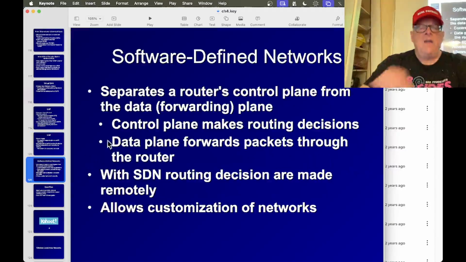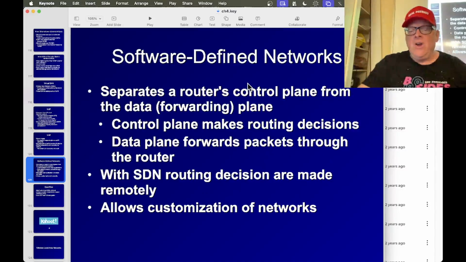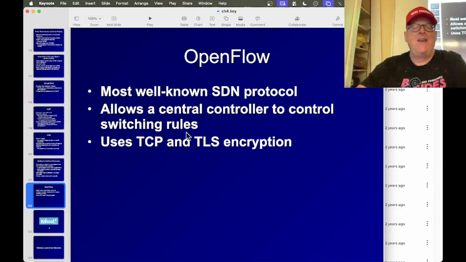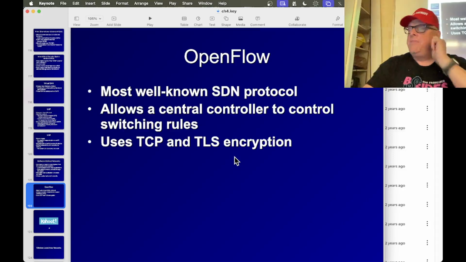All right. Software-defined networks are all the rage now because almost everything is virtual now. Your servers are virtual machines, your networks are VLANs, and so you have software-defined networks where this is routing your traffic between the virtual devices in software. So the traffic is also virtual. Your routers and switches and firewalls are also virtual. OpenFlow is the most well-known software-defined networking protocol using TCP and TLS encryption.